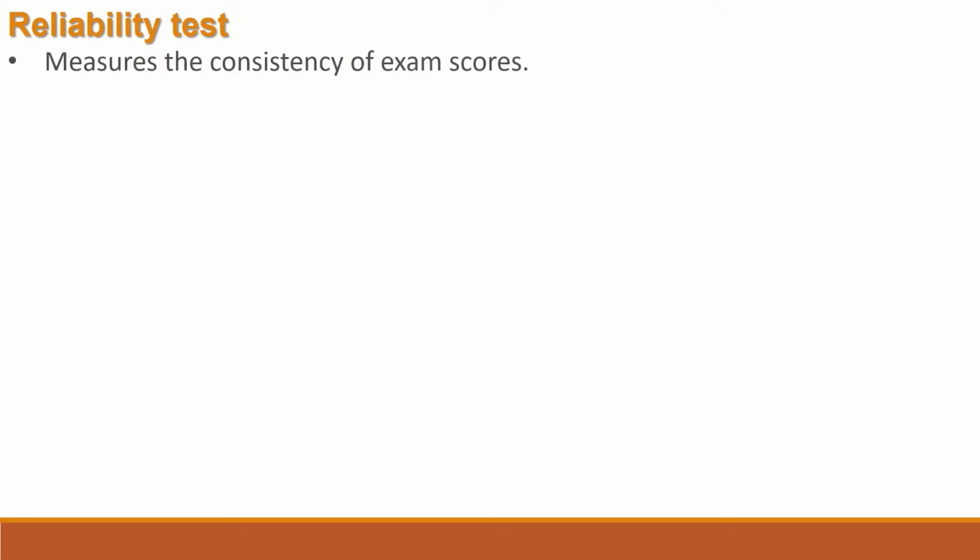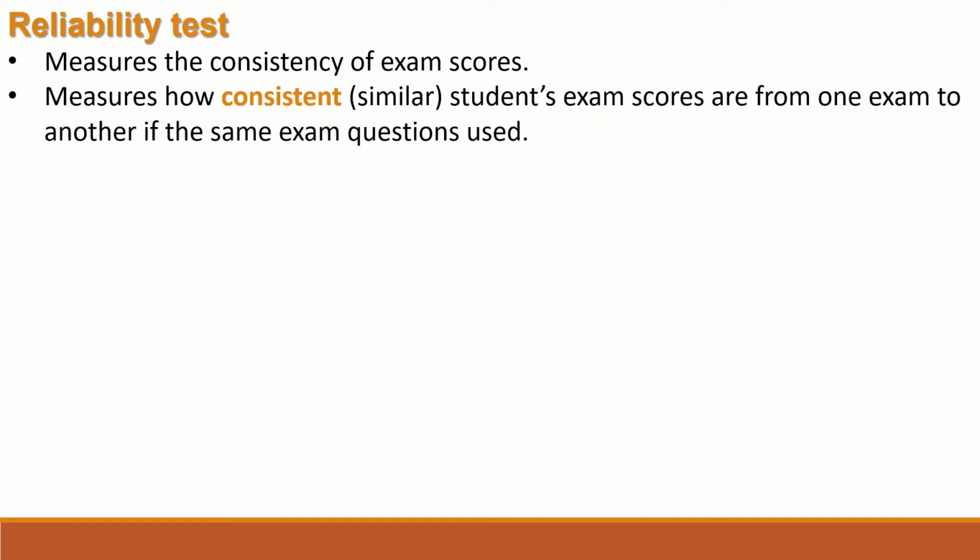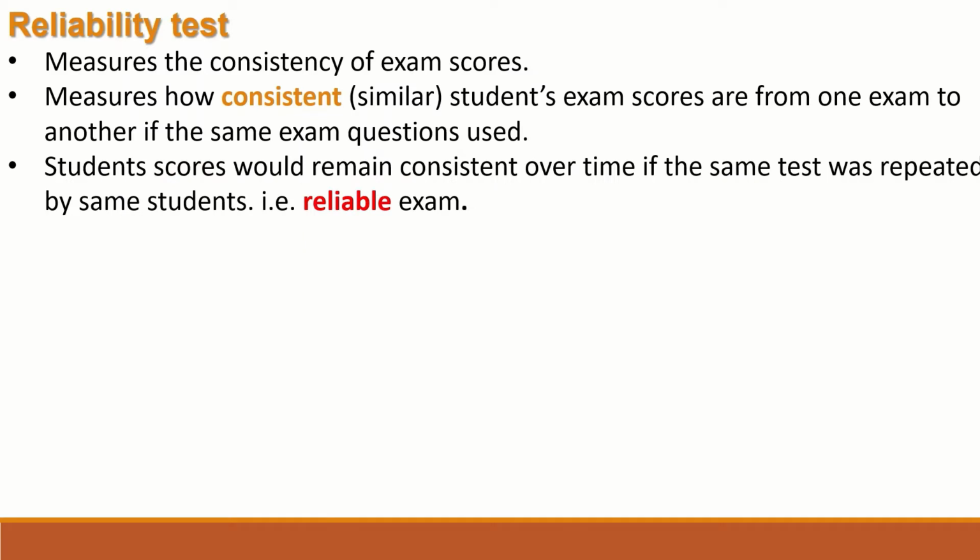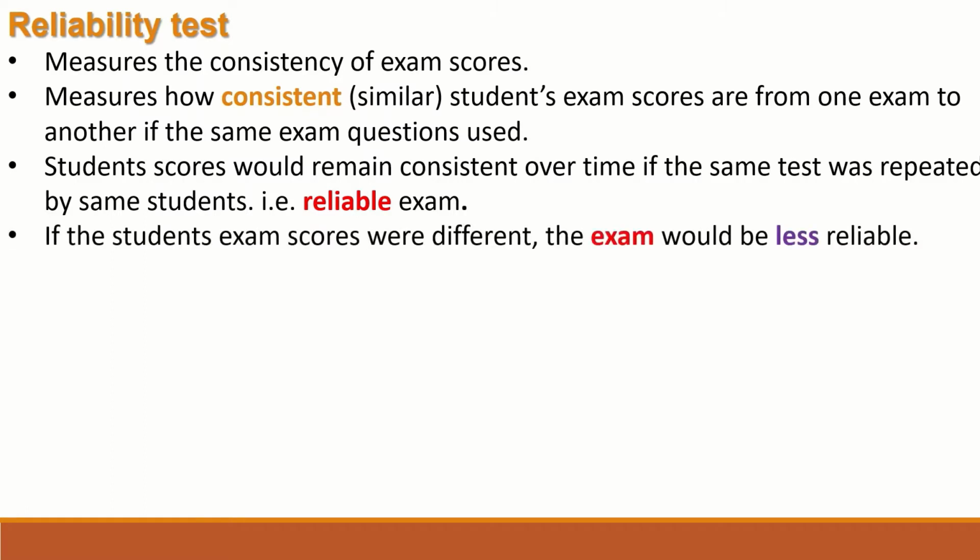Reliability test measures the consistency of exam scores. It measures how consistent, i.e. similar, student exam scores are from one exam to another if the same exam questions are used. Student scores would remain consistent over time if the same test was repeated by the same student, i.e. the exam is reliable. However, if the student exam scores were different, the exam would be less reliable.